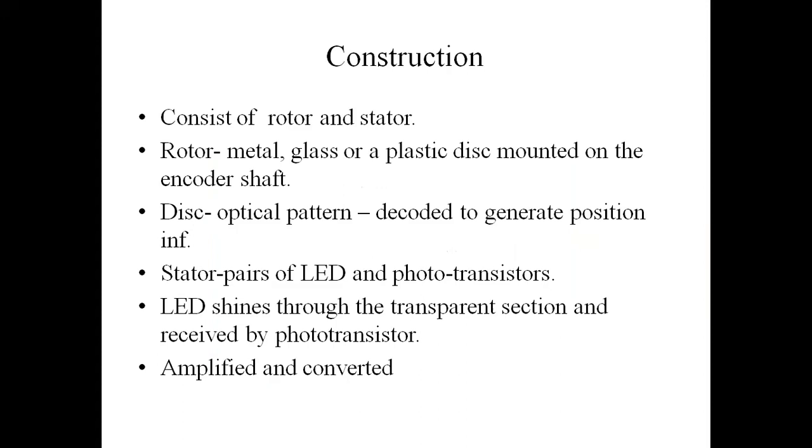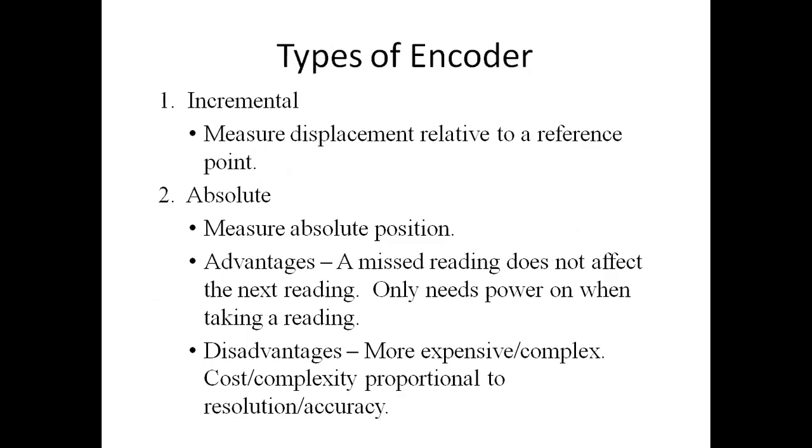Now the construction. It consists of a rotor and a stator. The rotor can be a metal, glass, or plastic disc mounted on the encoder shaft. The disk has an optical pattern which is decoded to generate position information. The stator consists of a pair of LED and phototransistors, where the LED shines through the transparent section and is received by the phototransistors. All these signals will be amplified and converted.